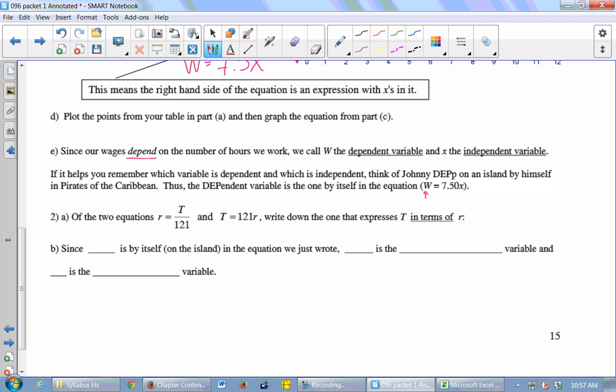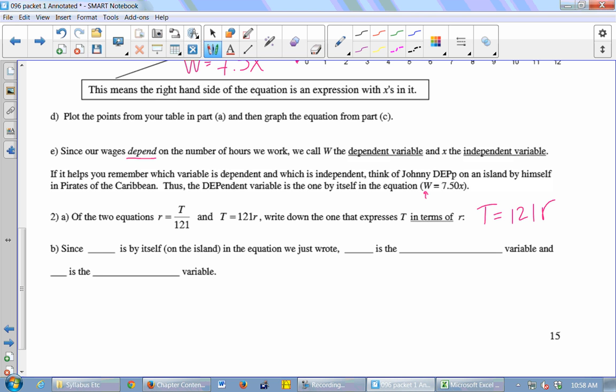Okay, so of these two equations, if we have R is T divided by 121, or T is 121 times R, which one of those expresses T in terms of R? It's the second one. Yeah. T in terms of R means T equals stuff with R's in it. So that's the T equals 121R. That's T in terms of R.